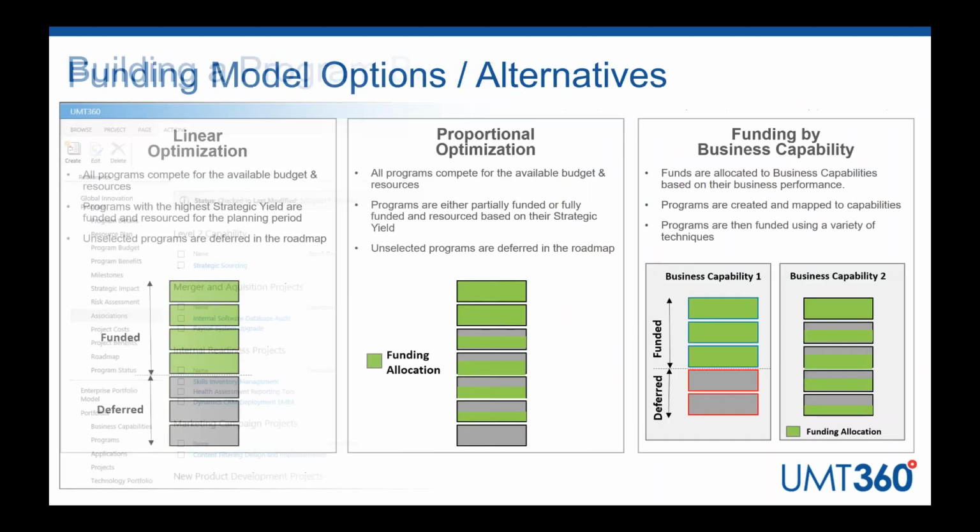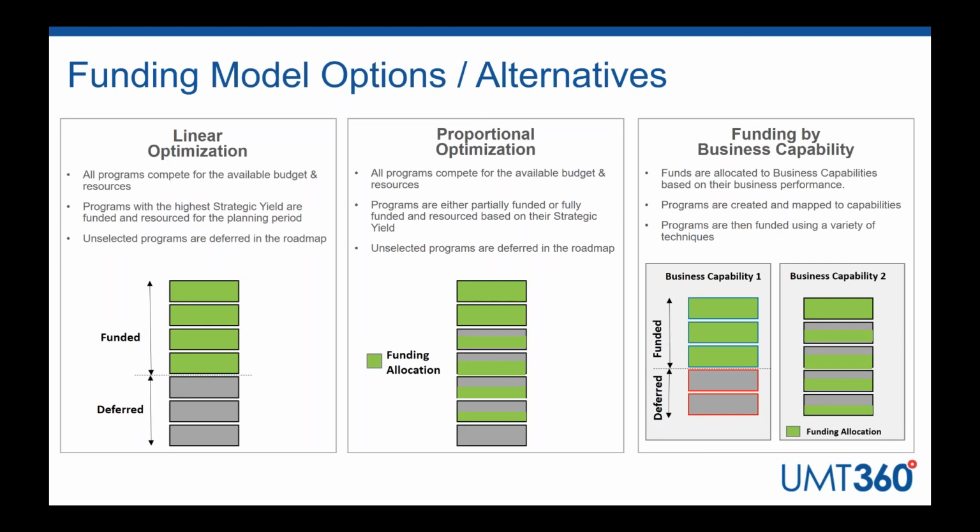So having built out your program business case, we can look at different funding models and options in terms of allocating funds to the programs. The first is more of a linear optimization or 0-1 technique, where all programs compete for the available budget, and we rely on optimizing the portfolio based on the strategic yield. So the programs with the highest strategic yield, value over cost, are fully funded and resourced, and you draw a line, and other programs are deferred to later in the roadmap.